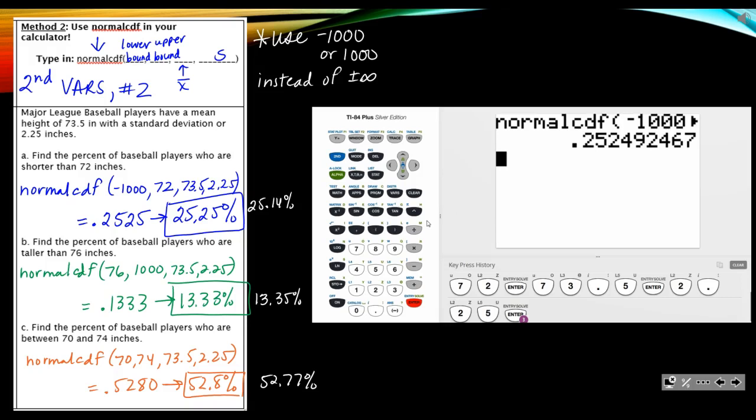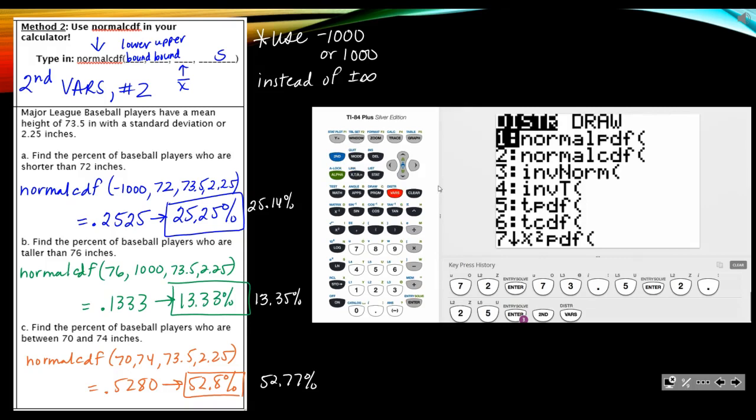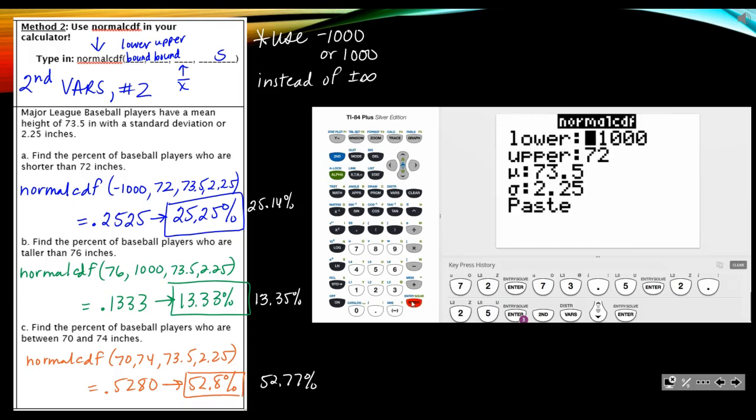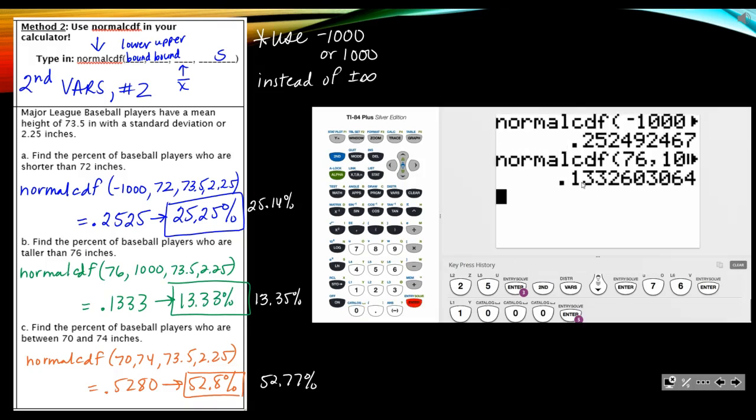I'll do parts B and C. You can stop watching if you feel like you understand. So I'm going to go to second VARS, down to option 2. This time my lower bound is 76. My upper bound, I'm going to put in positive 1,000. And then my standard deviation and mean are the same, so I can just keep hitting enter until it gives me my answer. And again, I rounded this to 0.1333 because the 6 would round the 2 up to 3. So that's where I got part B's answer.